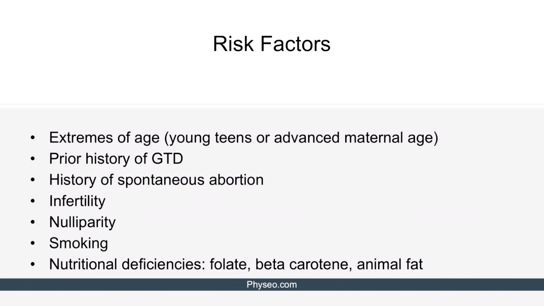There are several risk factors for developing a molar pregnancy. The first is when a fertilization event occurs at the extremes of age, either in a young teen or in someone of advanced maternal age, typically greater than 40 years old. Other risk factors related to the patient's gestational history include a prior history of gestational trophoblastic disease, a history of spontaneous abortion, infertility, or nulliparity. Lifestyle factors such as smoking and nutritional deficiencies can also increase the risk of developing a molar pregnancy. Specific nutritional deficiencies that have been associated with this include deficiencies in folate, beta-carotene, and animal fat.